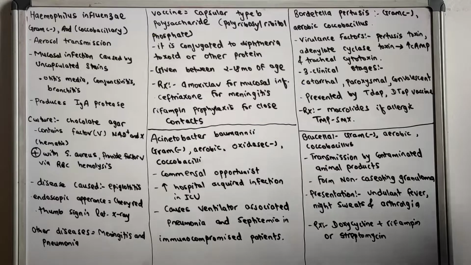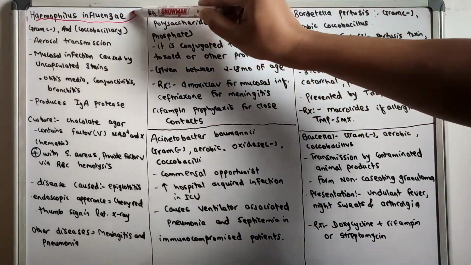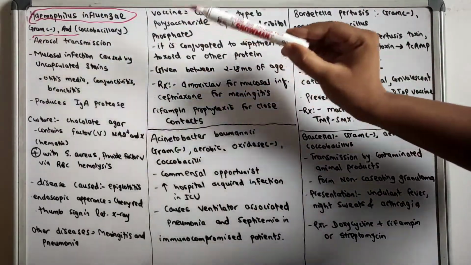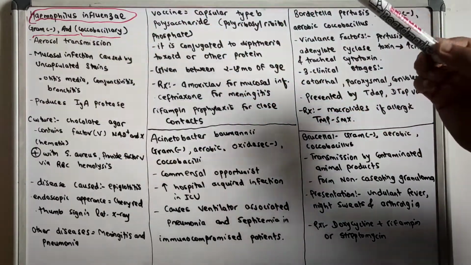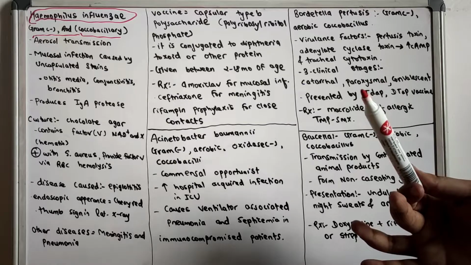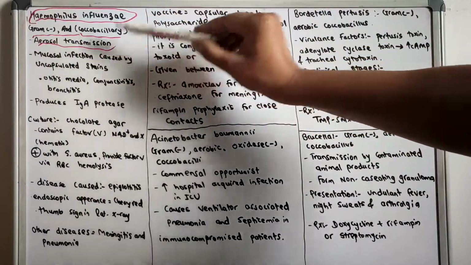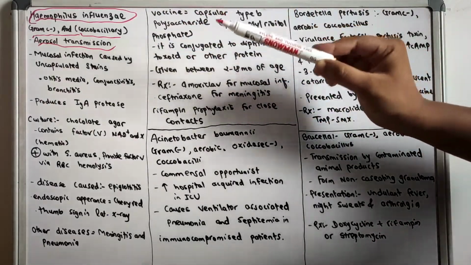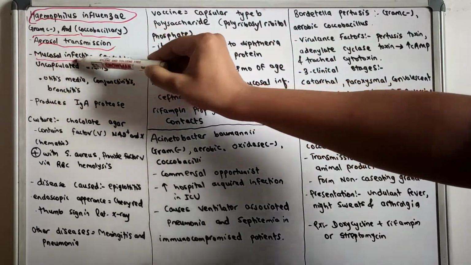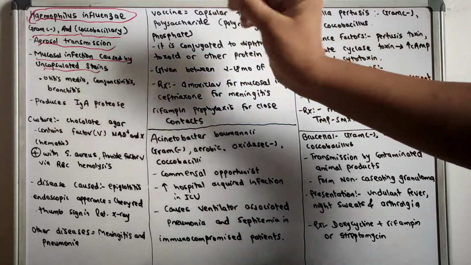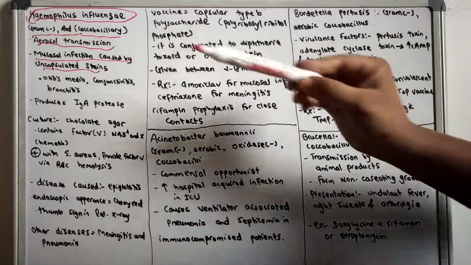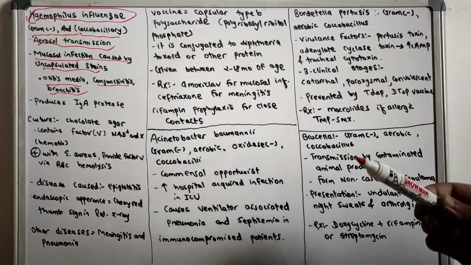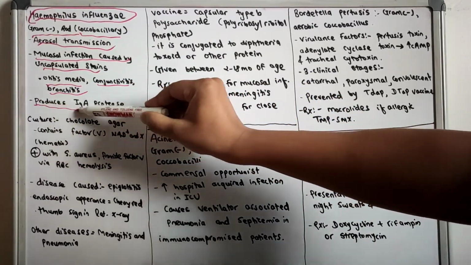So first of all, let us talk about Hemophilus influenzae. Hemophilus influenzae is a gram-negative rod. It is also a cocobacillary rod, and transmission occurs by aerosols. Mainly it causes mucosal infection, caused by the encapsulated strains. Those mucosal infections could be otitis media, conjunctivitis, and bronchitis. Hemophilus influenzae produces immunoglobulin A protease.